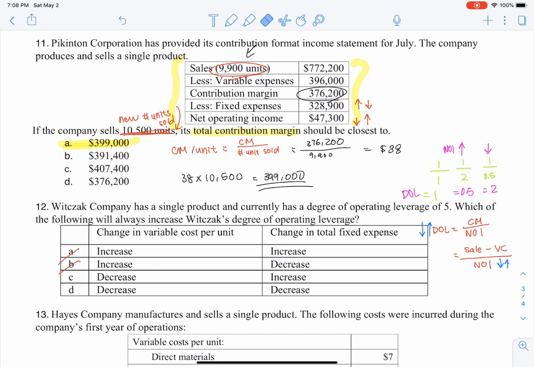It's going to be if we decrease our total fixed expense. Because the fixed expense right over here determines whether our net operating income increases or decreases. If we increase our fixed expense, we decrease our net operating income. And if we decrease our fixed expense, we're going to increase our net operating income. So you can look at it like this. So the answer is going to be C.